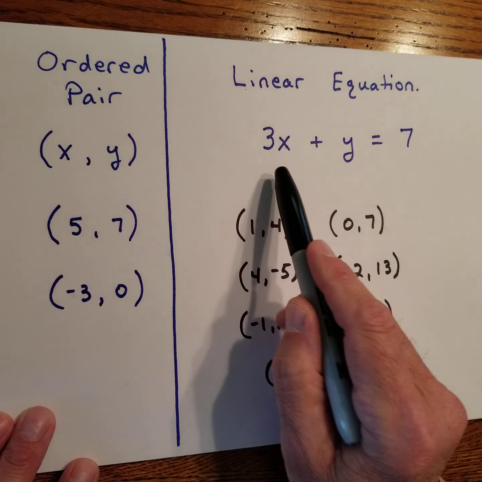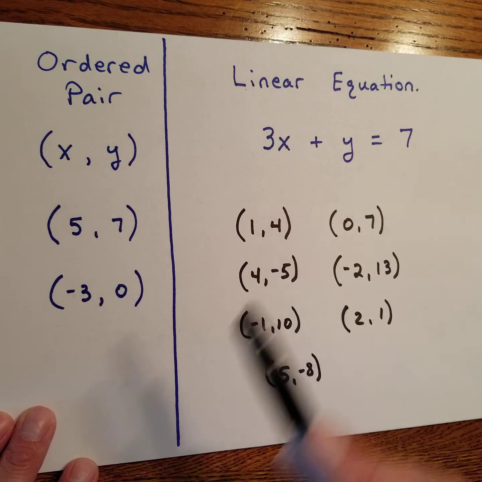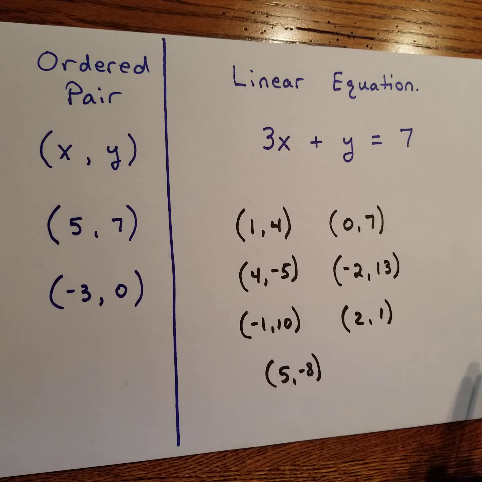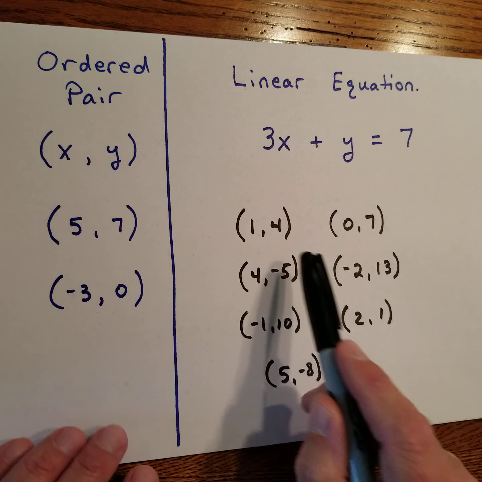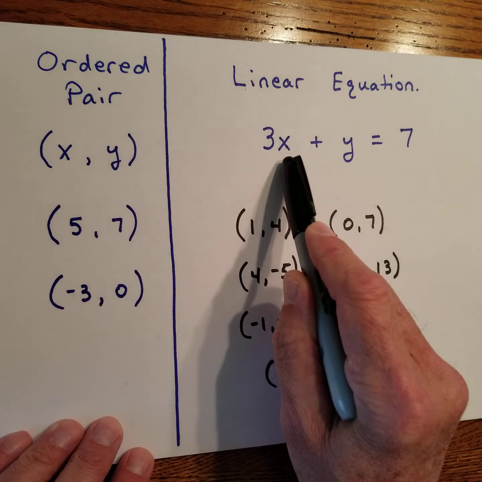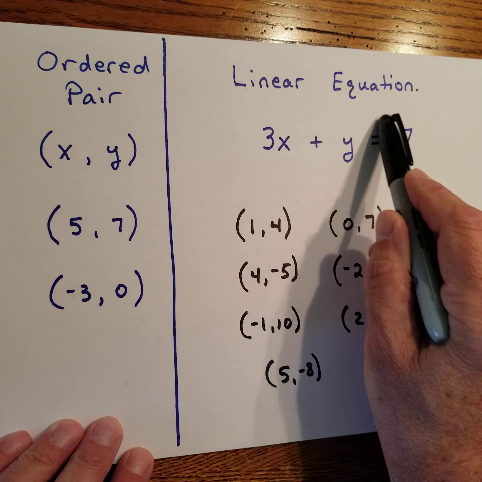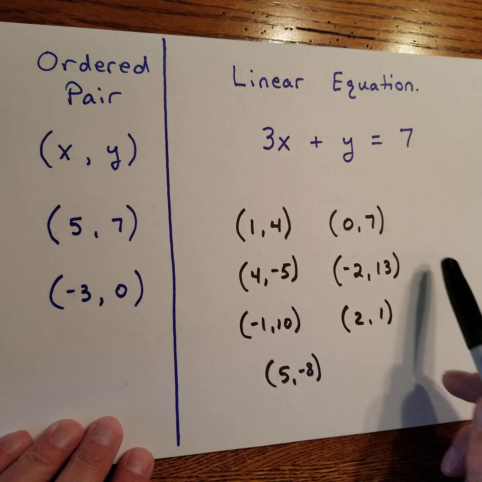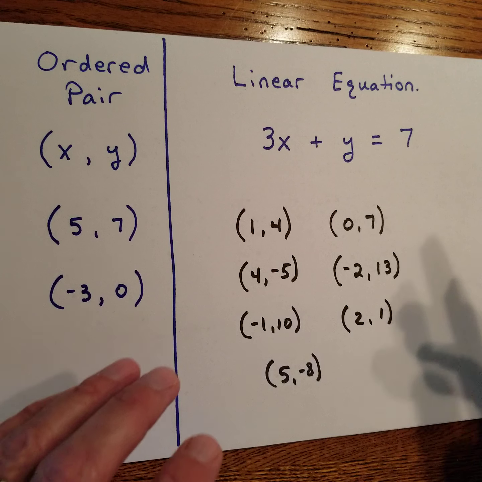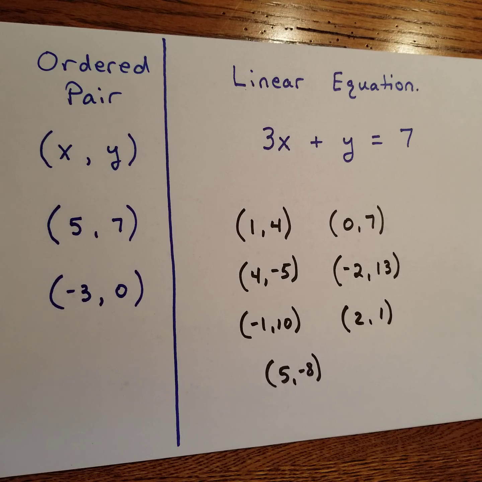We've also learned that a linear equation with two variables has many answers. 1, 4, if I plug in 1 for X and 4 for Y, satisfies that equation. All of these ordered pairs satisfy that linear equation.